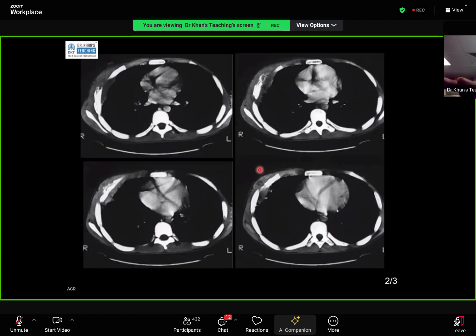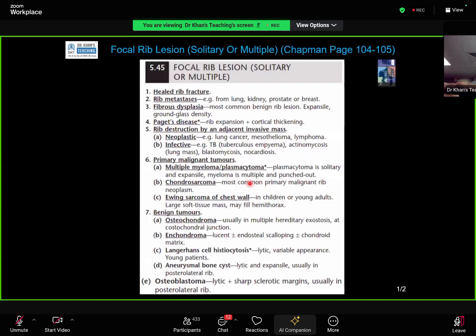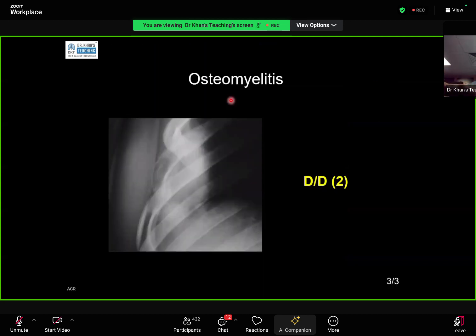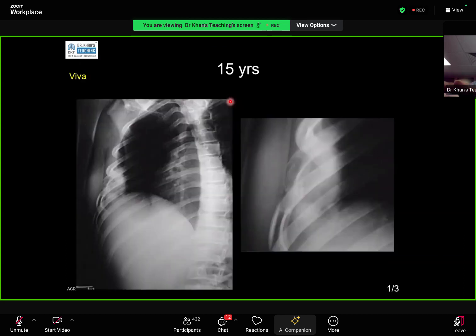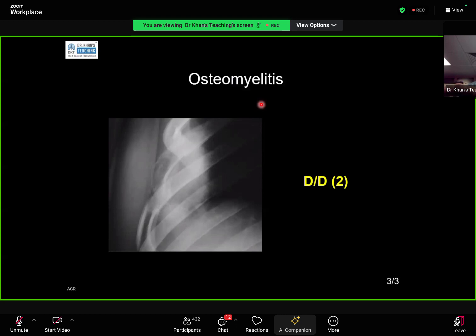Just on a CT, you can again see there is bony destruction and some soft tissue component. The differential diagnosis is focal rib lesion, solitary or multiple. Please remember that the examiner wants the differential diagnosis in this case. You did confine yourself to a young age group, 15, in your differential.